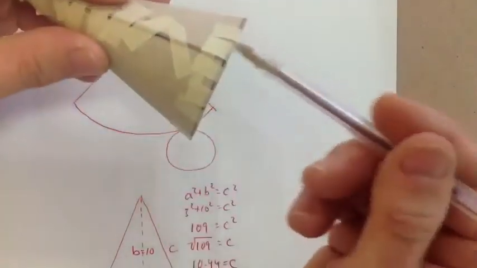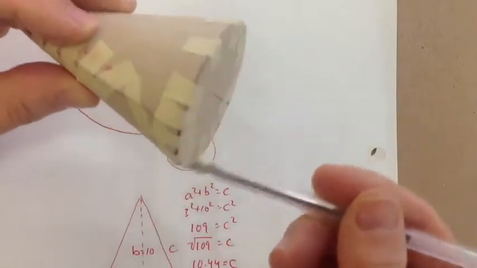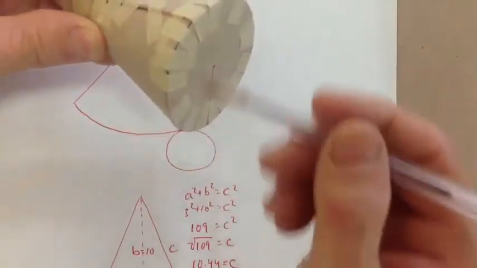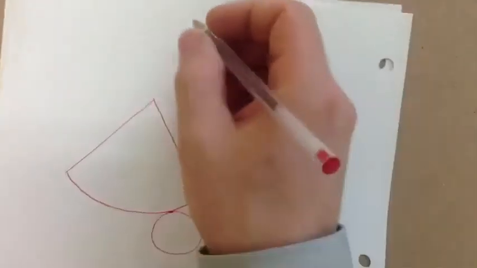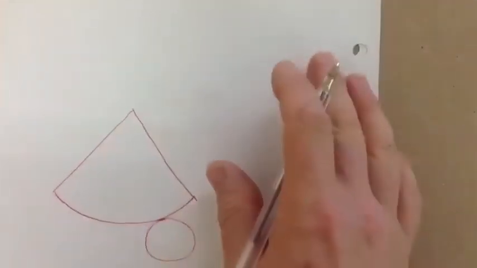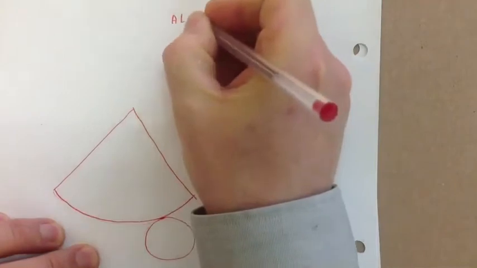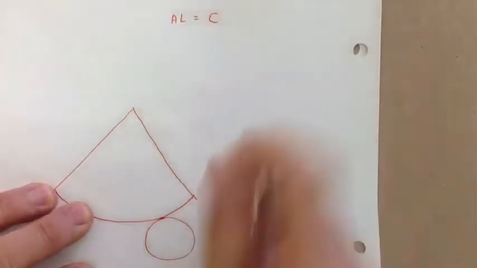This is the sector, right? This is the arc length of the sector. And this is your circumference of your circular base. So you know that they are the same thing. Okay, if that is true, we can set up a nice equation. We can say that the arc length is equal to the circumference of our circular base.